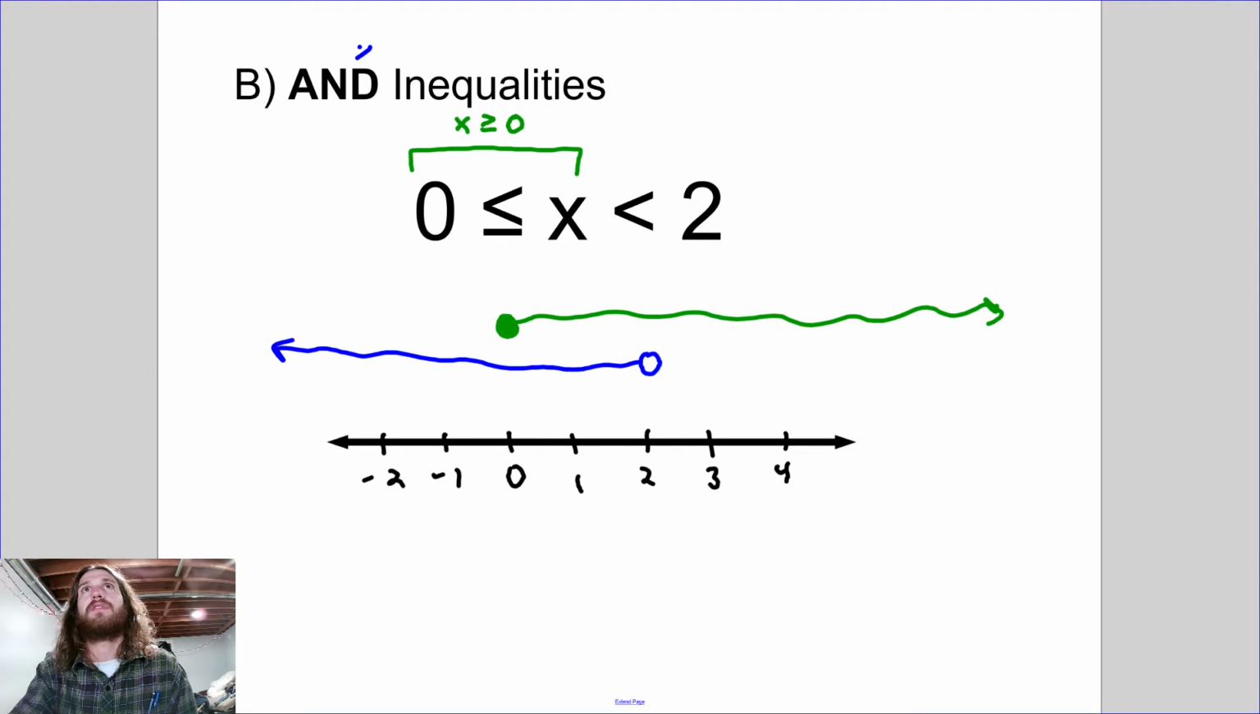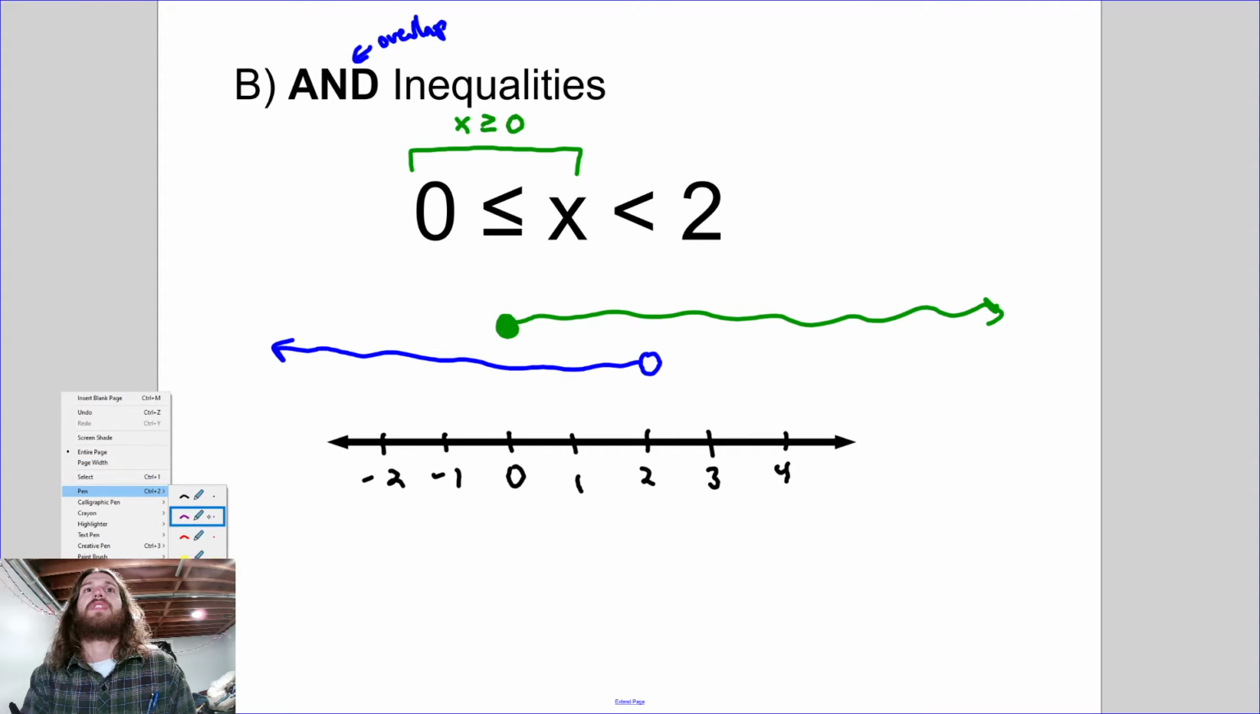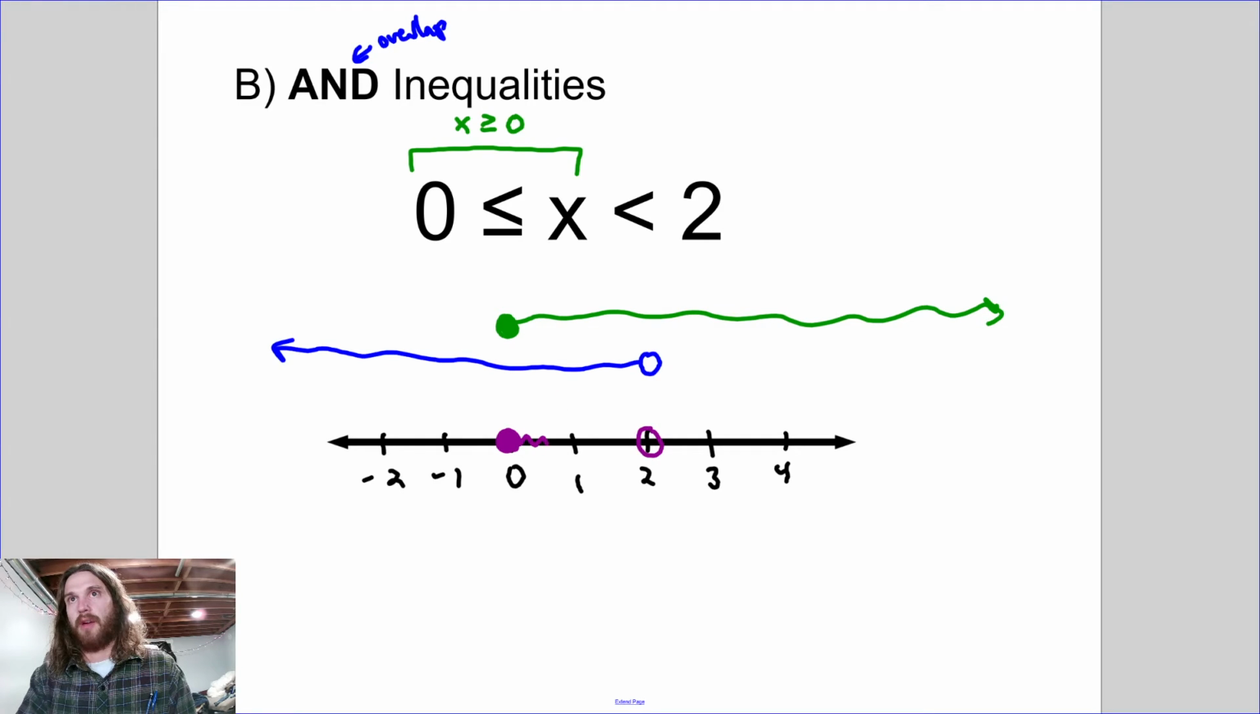Now remember, and means overlap, right? What are the numbers that are bigger than or equal to 0, but also less than 2? And of course, they overlap here at this endpoint because that endpoint is included. They don't overlap here because it's not included, but they overlap everywhere in between. This is our answer on a number line. In interval notation, that is the leftmost value, or the lowest value, 0 up to 2, open circle, parentheses, closed circle, bracket.